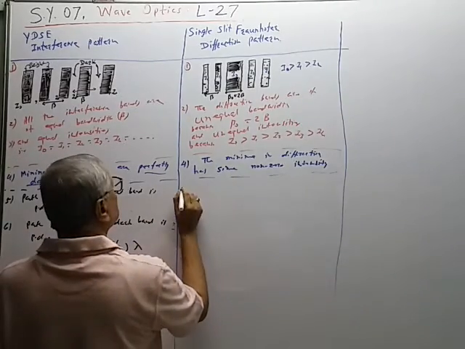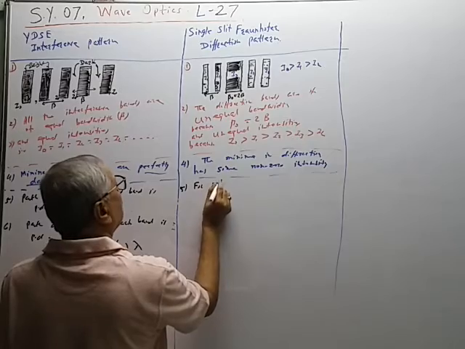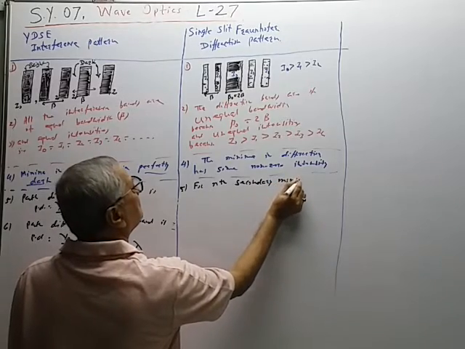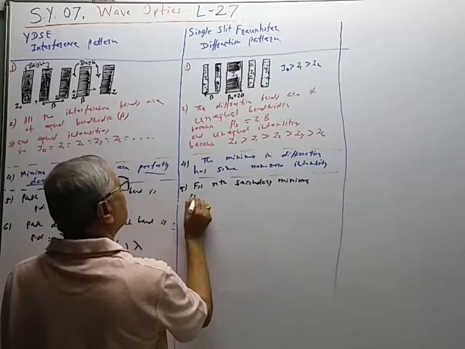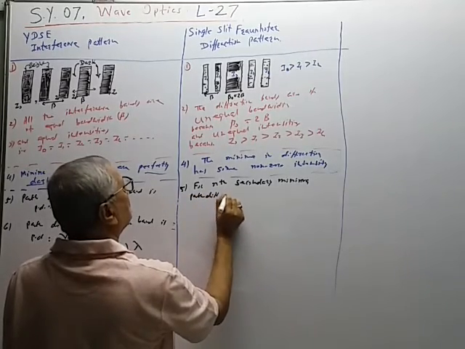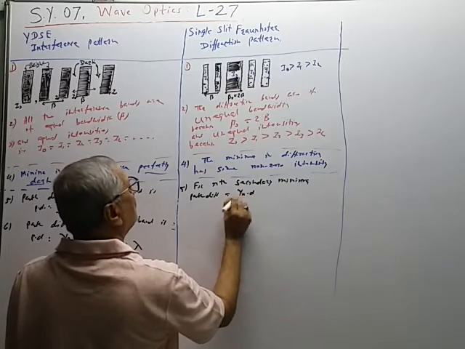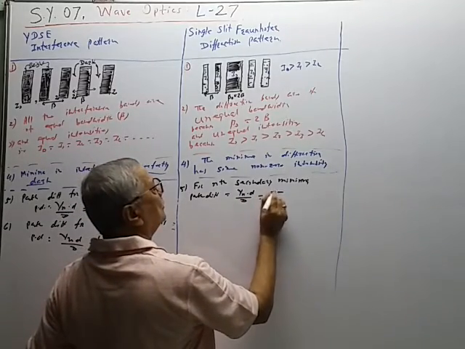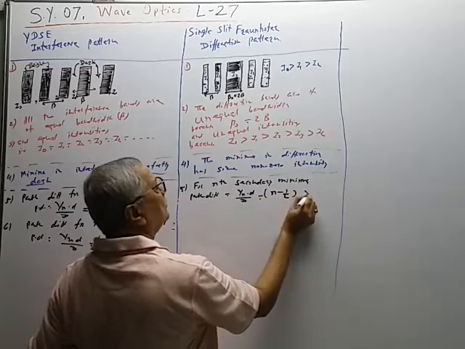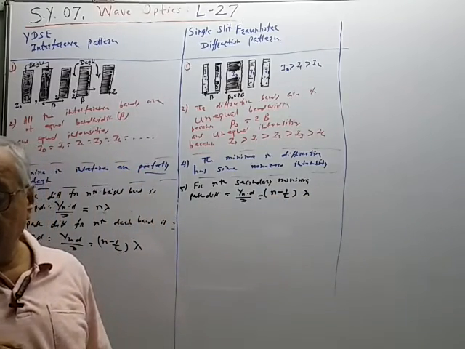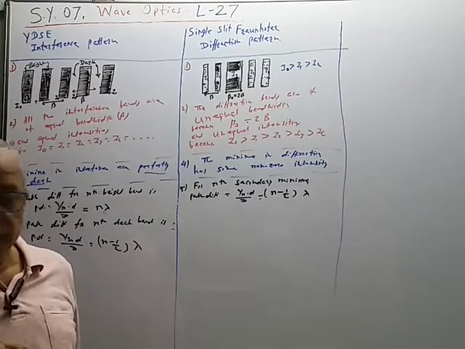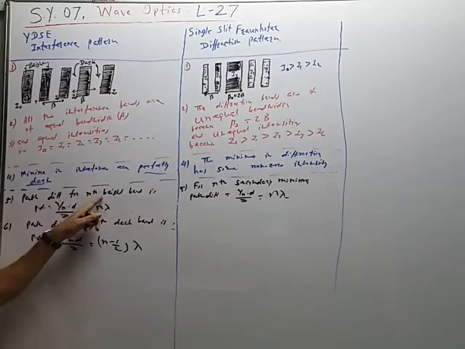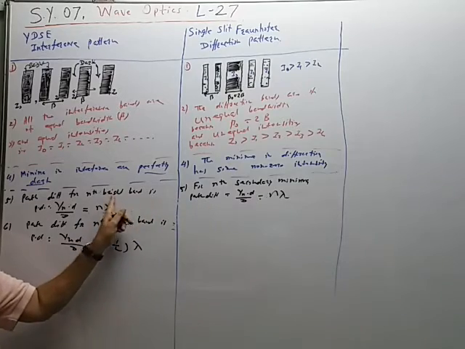On this side, for nth secondary minima, path difference is equal to Yn into d upon D is equal to 2n minus half, sorry, for minima it is n lambda. The bright condition from here goes here for minima; the condition is the same but this one is for bright band and that one for dark band.